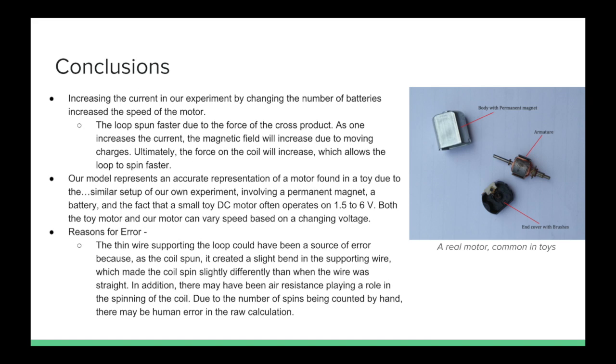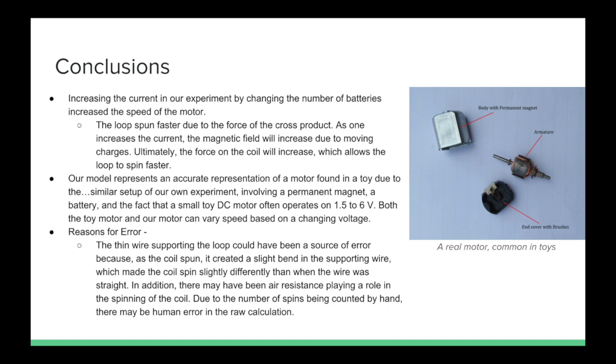We've learned that increasing the current by increasing the number of batteries will increase the speed of the motor. The loop spins faster when you increase the current due to the force of the cross product. As one increases the current, the magnetic field will increase due to moving charges. Ultimately, the force on the coil will increase, which allows the loop to spin faster.